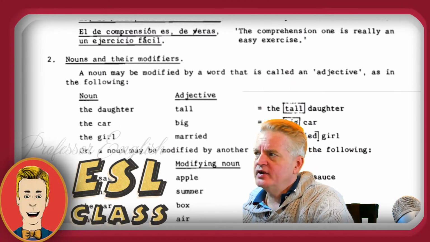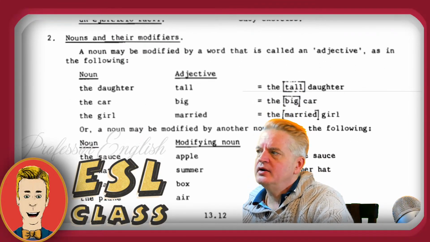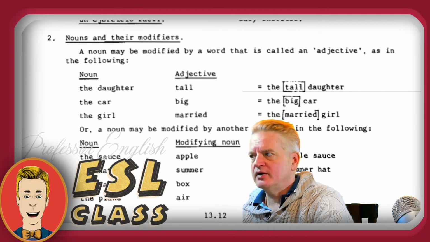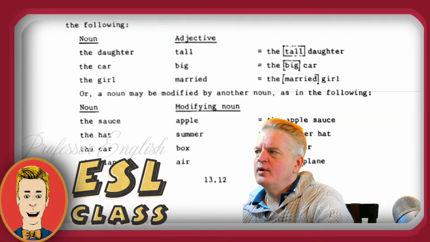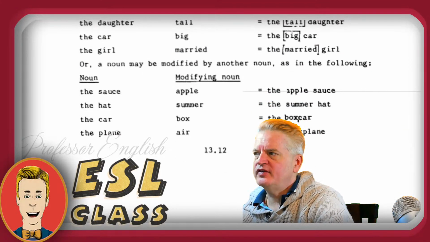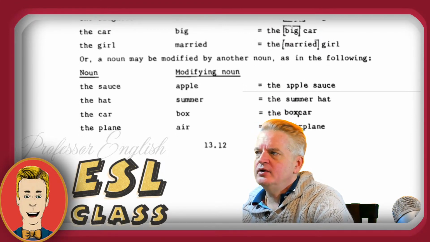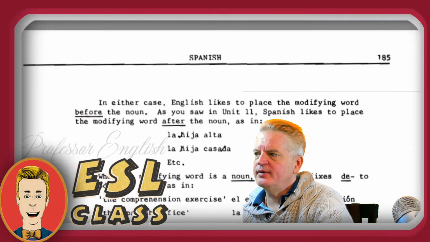Nouns and their modifiers. A noun may be modified by a word that is called an adjective, as in the following. Noun, the daughter. Adjective, tall, the tall daughter. The car, big, the big car. Noun, girl, married girl. Or a noun may be modified by another noun, as in the following. Noun, the sauce. Modifying noun, apple, applesauce. Noun, hat. Modifying noun, summer, summer hat. Car, box, boxcar. Plane, air, airplane.